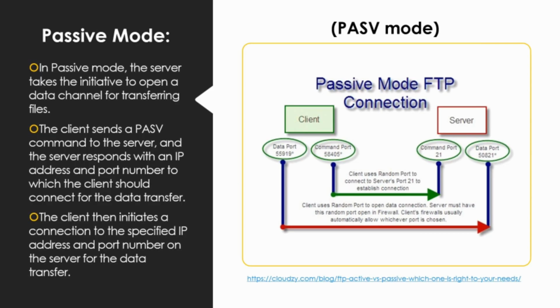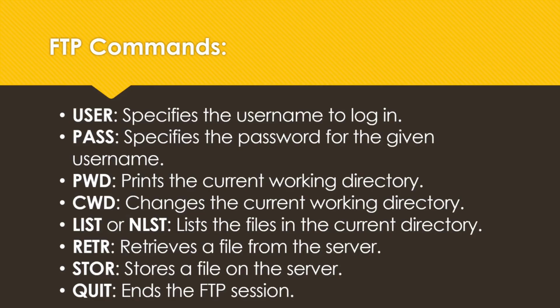Now we are going to see what the FTP commands are. Starting with the USER command. This command is used to specify the username to log in. The PASS command specifies the password for the given username. PWD command. This is used to print the current working directory. CWD command. This command is used to change the current working directory.